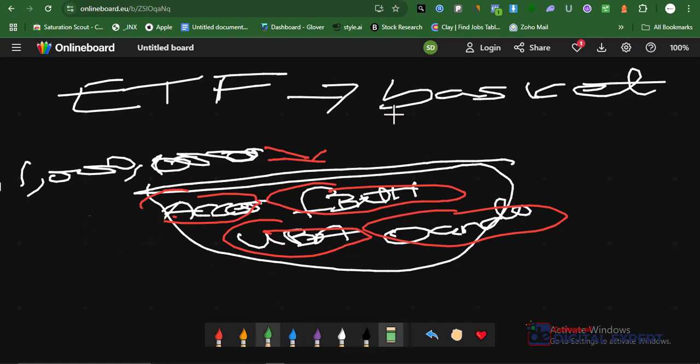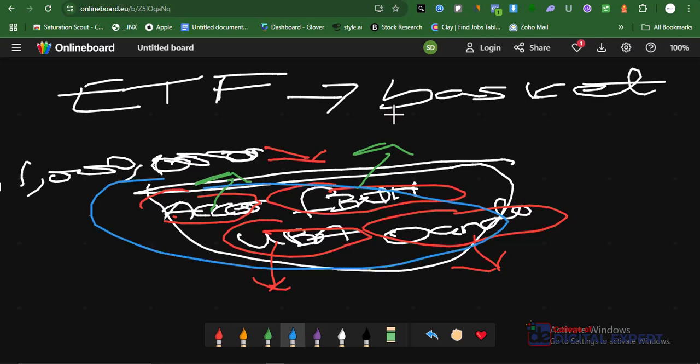So if Access Bank, for example, is going up, let's say First Bank is also going up, then UBA Bank, let's say, I'll have to use the red, is going down. Let's say Oando is also going down, for example. Now, what it means is that all these stocks cannot do badly at the same time. It's not possible. UBA might be doing badly while Access is doing well. First Bank might be doing badly while Oando is doing badly. So let's say I have 1 million naira invested into these 4 in the ETF.